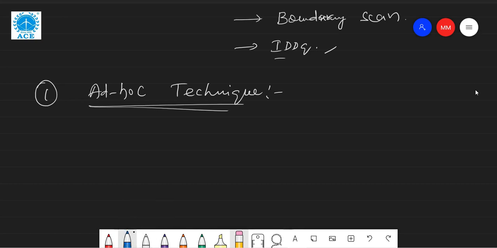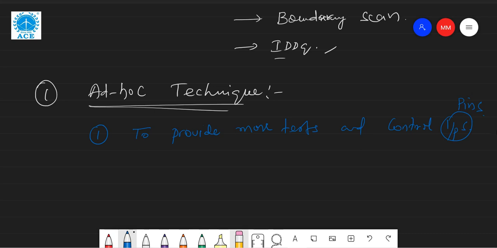I will write a few points here. The ad hoc technique, as the name suggests, provides more tests and control pins or inputs. So we are making extra control pins to test the given circuit.